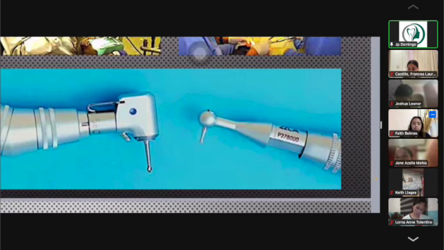Okay. Before I forget, what is the difference now between a surgical handpiece compared to a conventional handpiece?